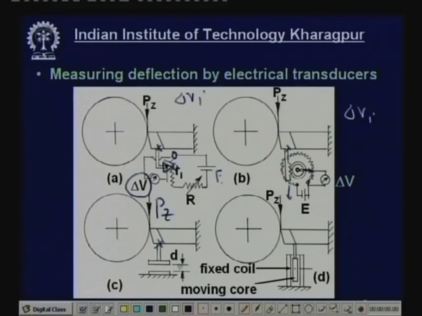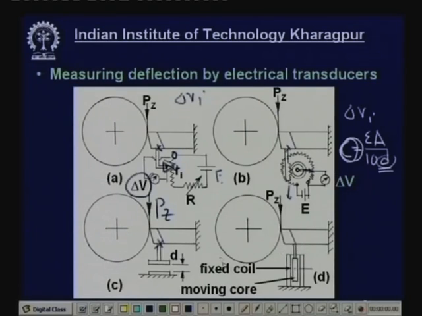Now because of the change in D, there will be a change in capacitance, because capacitance C is equal to epsilon A divided by D. What is epsilon? Epsilon is the dielectric constant. A is the overlap area between the plates, and D is the gap between them. So this capacitance is inversely proportional to this gap. With the change in gap, the capacitance will change, and this gap will change because of the deflection of the tool caused by the force Pz. Thus the Pz force and capacitance C are directly connected. From calibration we can find out Pz from the capacitance. We have to measure capacitance in terms of voltage again.